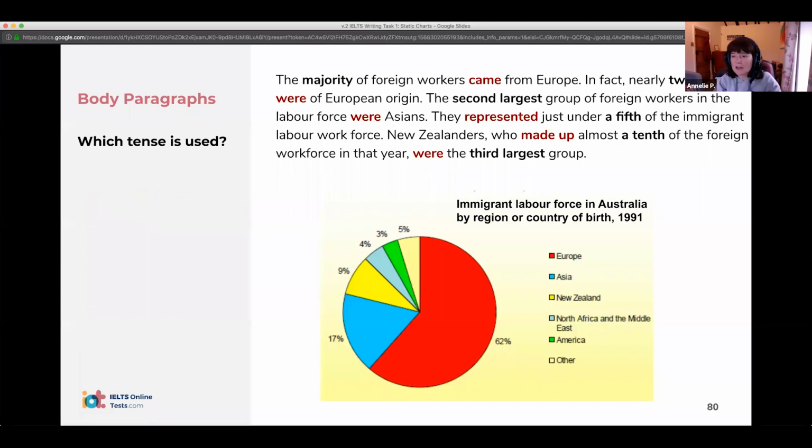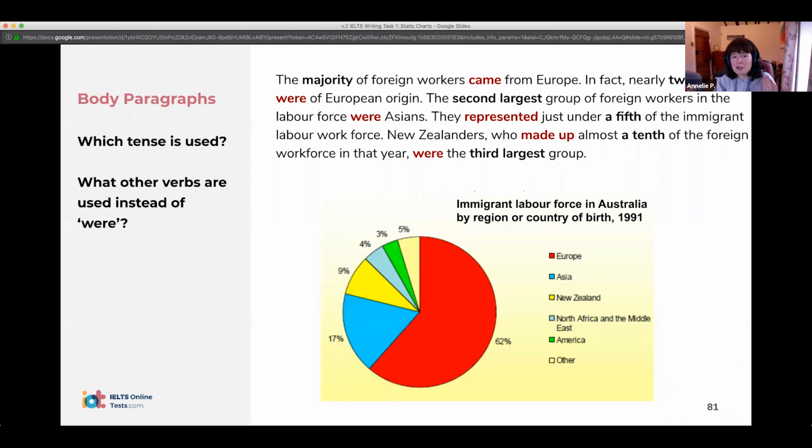We've got one year, 1991, in the past. There's no other tense that you can use in this case. Do make sure you use the right tense, and make sure that you're consistent with the tense, because a lot of times people move about between different tenses. So just stick with that past simple there.